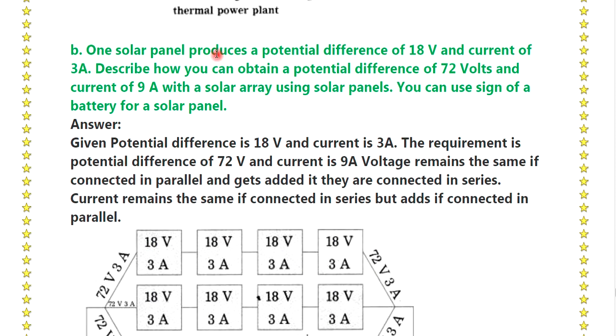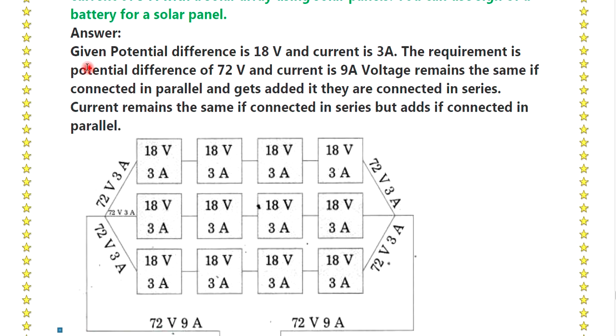Question. One solar panel produces a potential difference of 18 volt and current of 3 ampere. Describe how you can obtain a potential difference of 72 volt and current of 9 ampere with a solar array using solar panels. You can use the sign of a battery for a solar panel. Each panel gives a potential difference of 18 volt and current of 3 ampere. The requirement is a potential difference of 72 volt and a current of 9 ampere. Voltage remains the same if connected in parallel and gets added if they are connected in series. Current remains the same if connected in series but adds if connected in parallel.